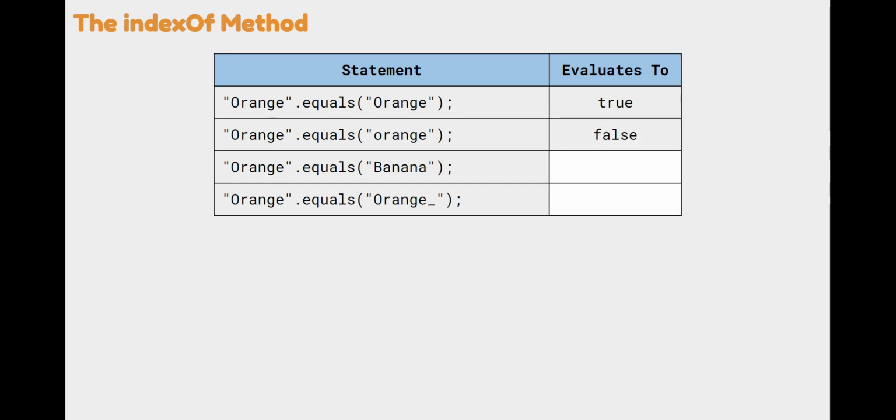In our third example, we have the string literal orange calling the equals method, passing in the string literal banana. That will obviously evaluate to the Boolean value of false. And in our fourth example, we have the string literal orange calling the equals method, and we are passing in the string literal orange with a space at the end. This will evaluate to a false as well because space is a character and it's not in the first one, but it is in the second one, so those are not the same.